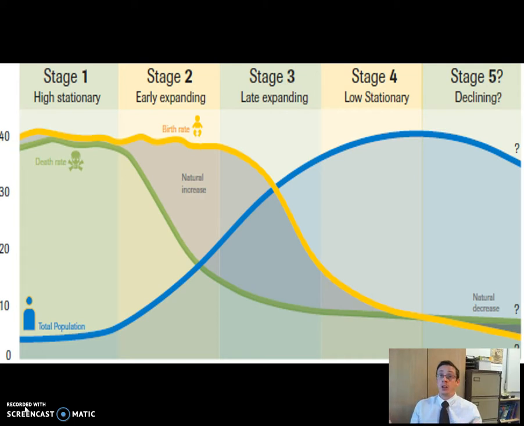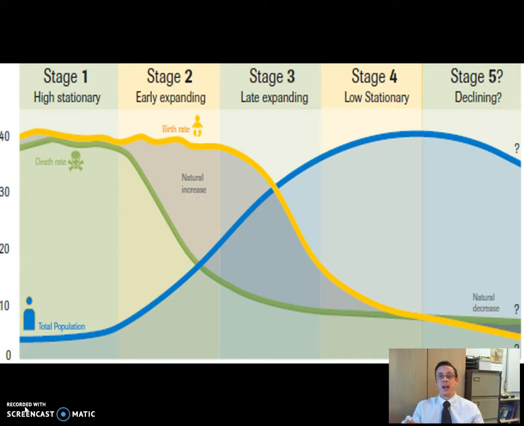We move through into our next stage, stage 2. This is the early expanding stage. For Europe, we're talking about the turn of the Industrial Revolution here. With this, we have death rates starting to decrease. We're starting to see a big improvement in healthcare, hospitals becoming more effective, and people becoming more aware of things like basic vaccination. But we've also got no change to birth rate yet.